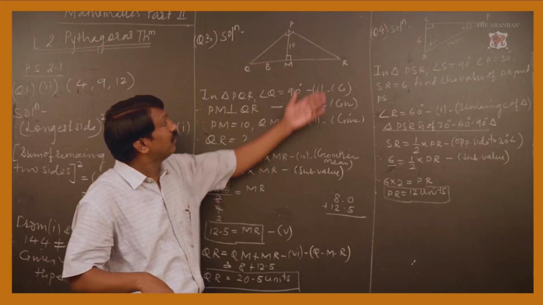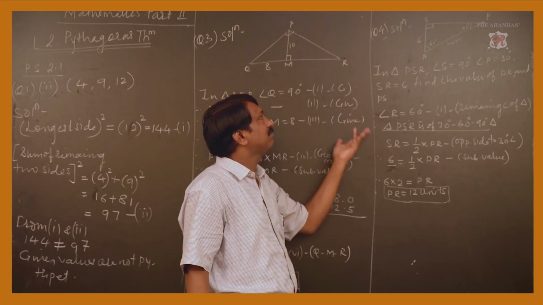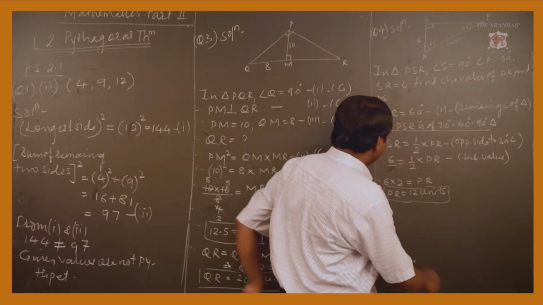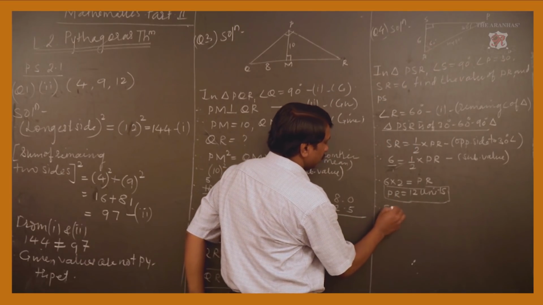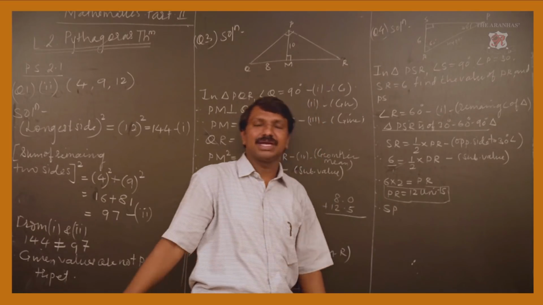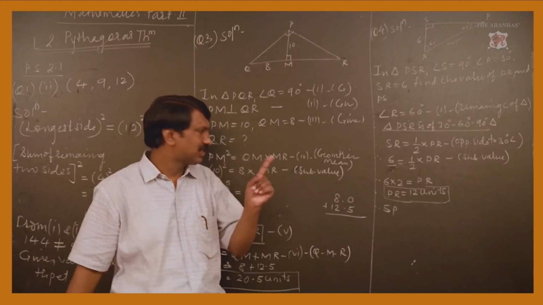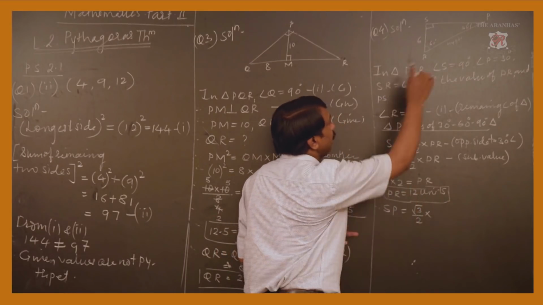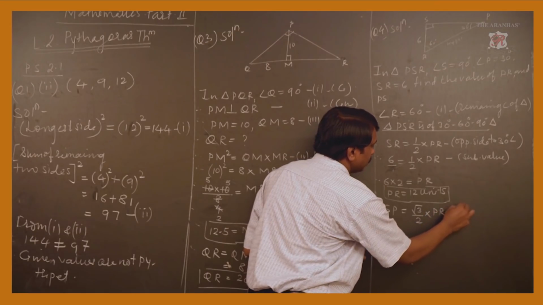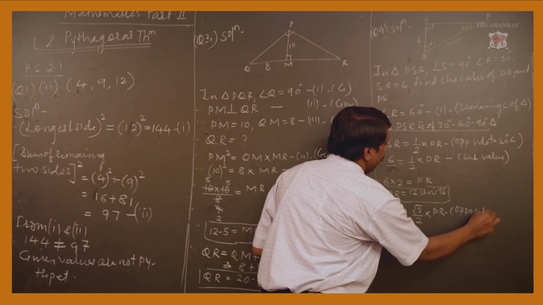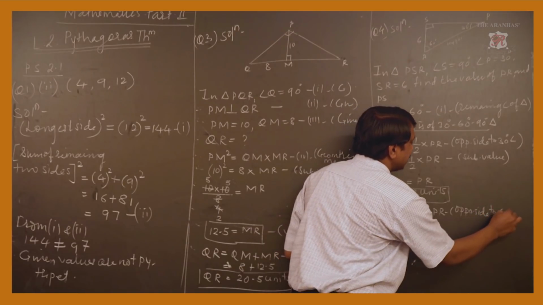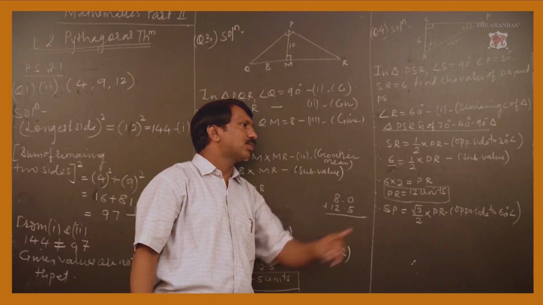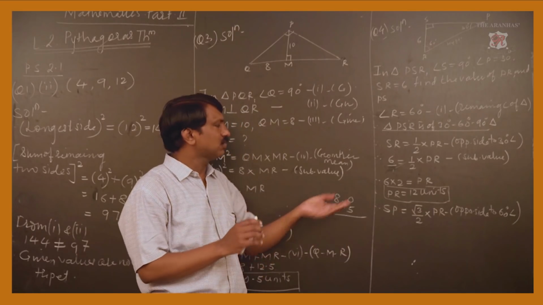After getting PR, we will find the other side PS also. It is a simple thing. This is PS, whose opposite angle is R, which is 60 degrees, and so here we will find it. According to the theorem we studied, the side opposite to 60 degrees is root 3 upon 2 times the hypotenuse. The hypotenuse is PR. Mention this one: it is the side opposite to the 60 degree angle. That is why SP is equal to root 3 upon 2 into PR. Time to substitute the value.